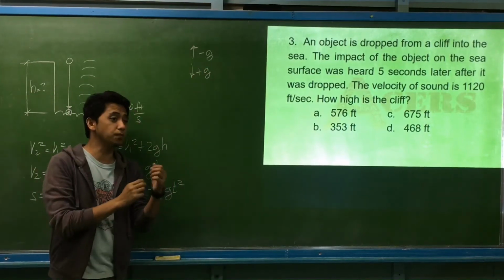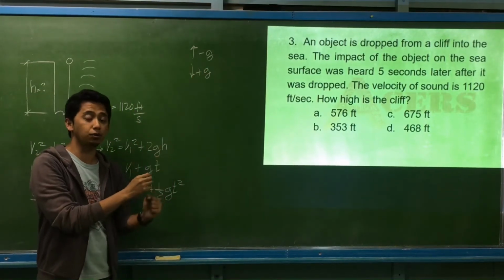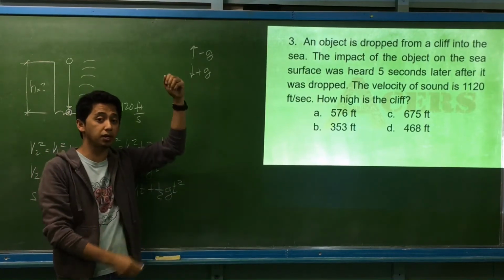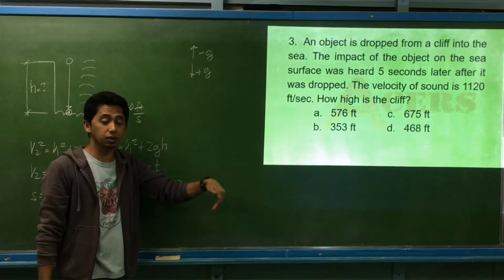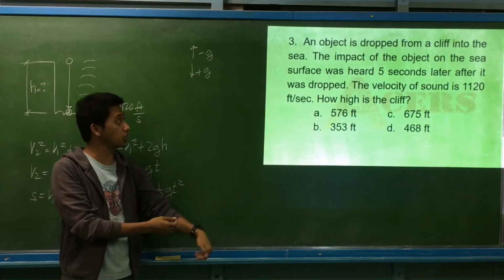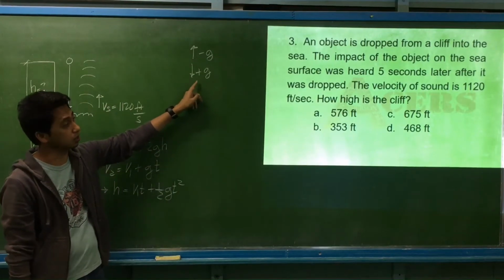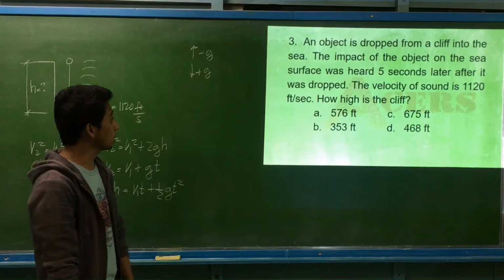Take note that motion is slowing down if the motion is upward. If it is going down, the velocity is increasing. So that's why we have a positive convention. So let's have this example.